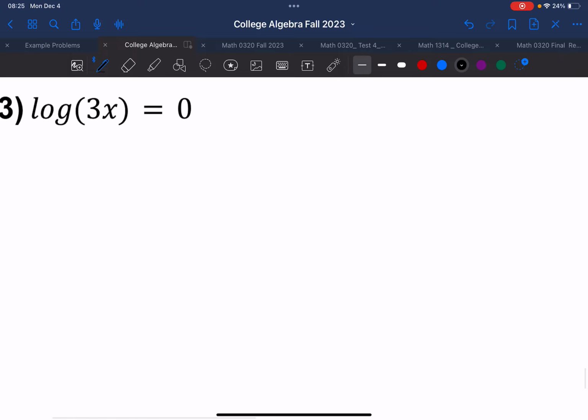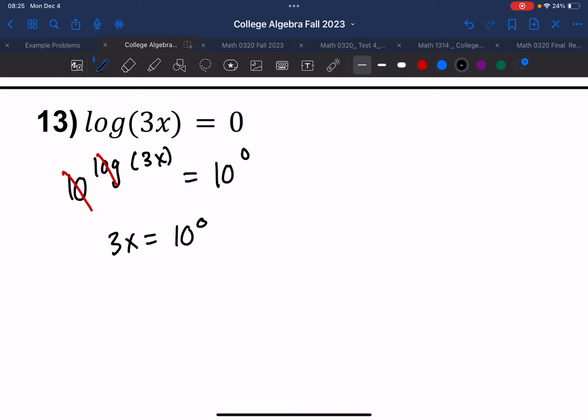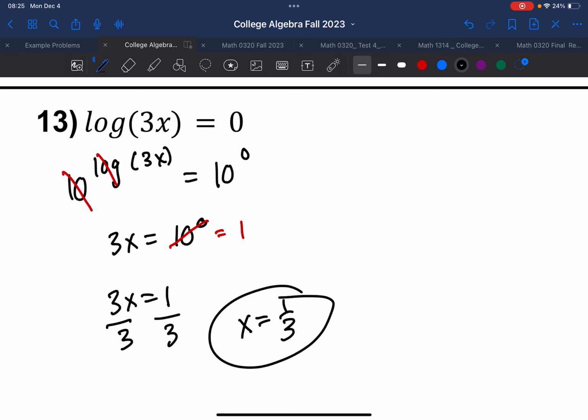Now let's look at 13. Okay, so 13, I have my log by itself, so I'm going to do 10 to the power of log 3x is equal to 10 to the power of 0. 10 and log cancel out, so I have 3x is equal to 10 to the 0. Remember, anything raised to the 0 power is 1, so that 10 to the 0 is actually equal to 1. So I have 3x equals 1, divide both sides by 3, and I get x is equal to 1/3. That's my answer.